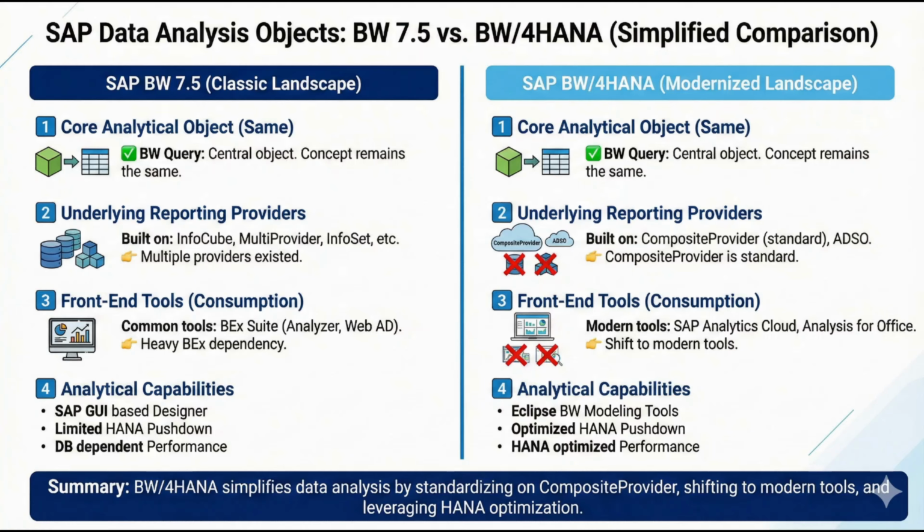Now, number 3, let's talk about the front-end tools that your business actually uses. The old system relied heavily on the BEx suite, like the BEx Analyzer. Now there is a massive shift to modern tools. We use powerful applications like SAP Analytics Cloud and Analysis for Office. Finally, the last one, the overall analytical capabilities. Building these queries used to happen in the old SAP GUI with limited performance depending on the database. Now you build them in the modern Eclipse BW modeling tools. Plus, you get highly optimized performance because the heavy calculation work is pushed directly down to the HANA database.